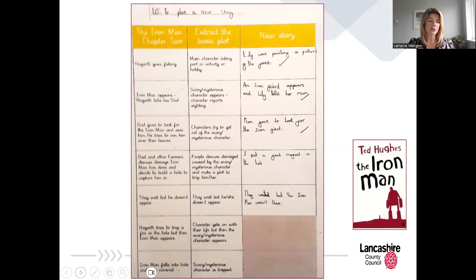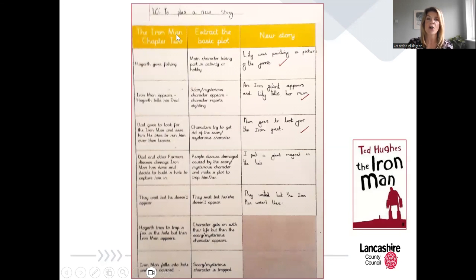Okay, let's now take a look at some extended writes, both modelled and independent. So the unit I've chosen to exemplify here is one of our lovely Year 3 units based on the classic text, Ted Hughes's Iron Man. Now you can see here we've jumped straight to the planning of the story. It's really important that you teach children and model how to plan, because planning is a real skill.